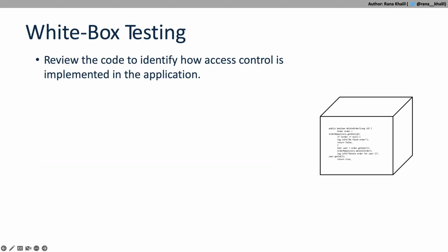Alright, moving on to the white box pen testing perspective. The first thing that you want to do is review the code to identify how access control is implemented in the application. Now you have the ability to do that because you have access to the source code and you no longer have to guess it based on how the application functions, just like you would with a black box perspective.